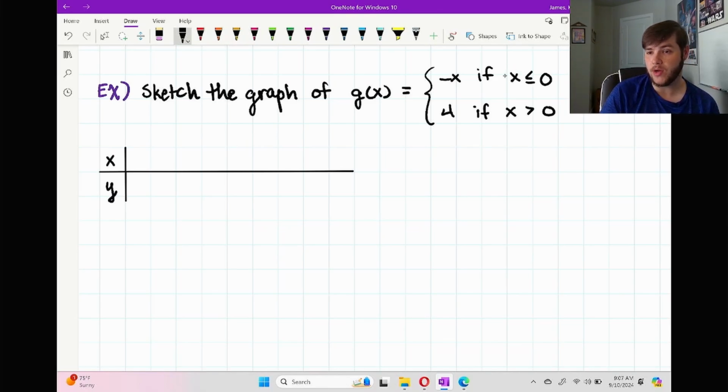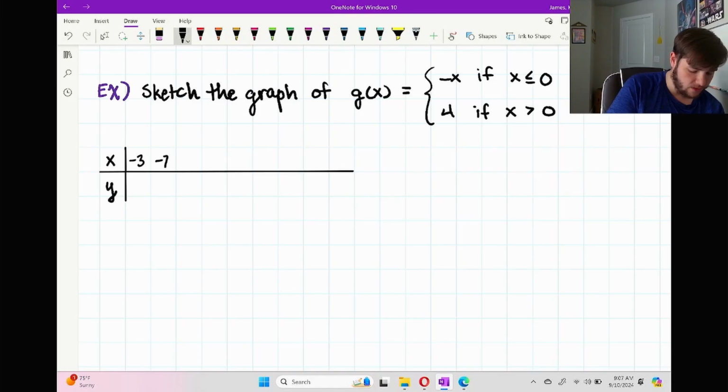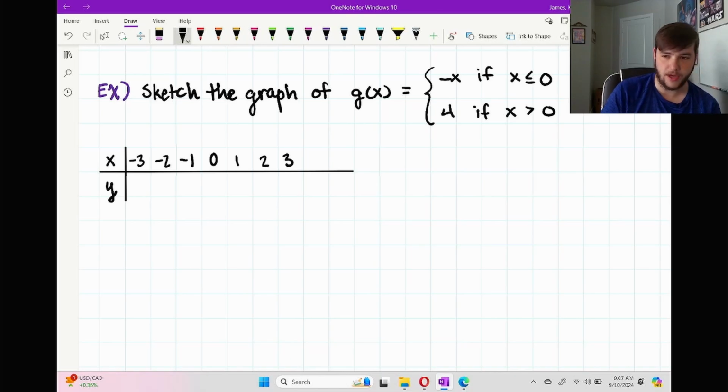So let's find 3 numbers to the left of 0, like negative 3, negative 2, negative 1. Let's see what happens at 0. And then let's see what happens at 3 numbers to the right of 0: 1, 2, and 3. When I plug in negative 3, I'm in the top defining rule. So I use this guy, and I take the opposite of the input and get back 3.